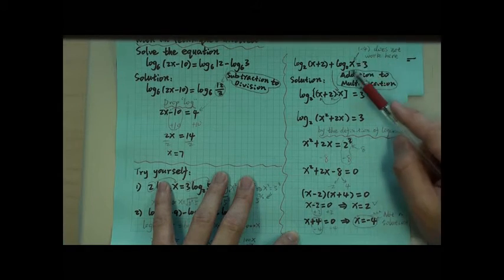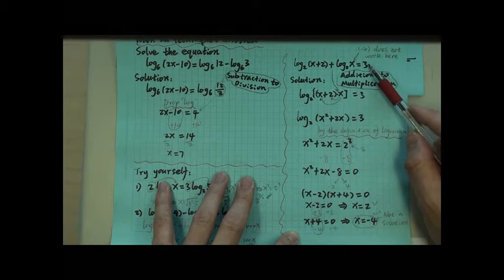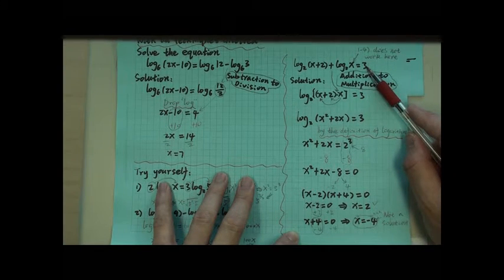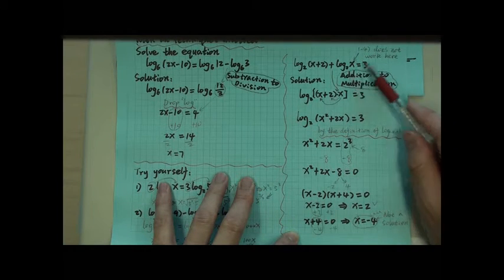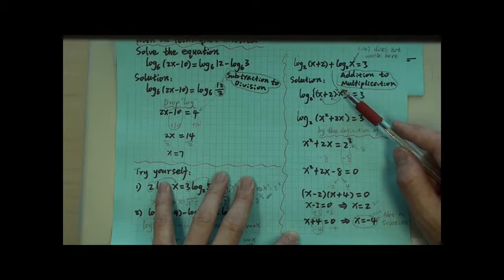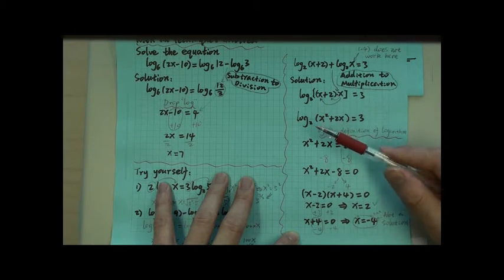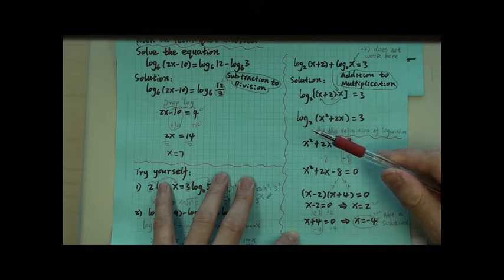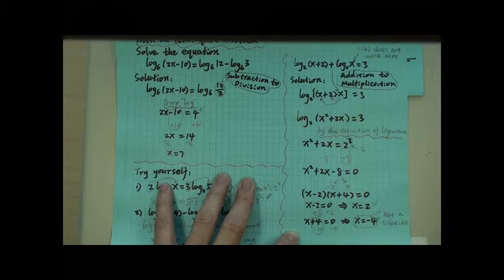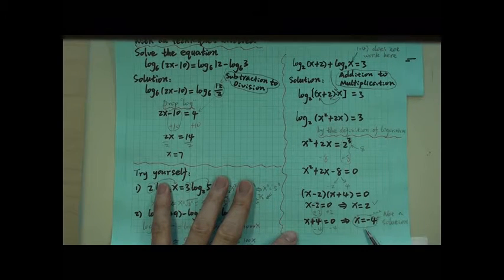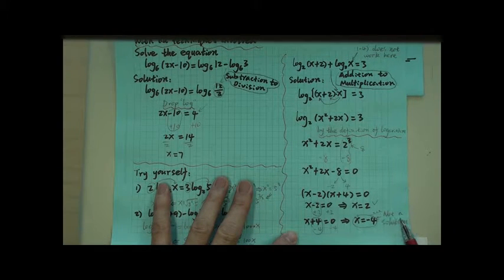Okay? Remember 2 to the 3 is 8. If it were negative 3, you will get 1 over 8. If it were 0, you'll get 2 to the 0, which is 1. So here has to be positive. So that's why x equals negative 4 is not a solution. Only x equals 2 is a solution.